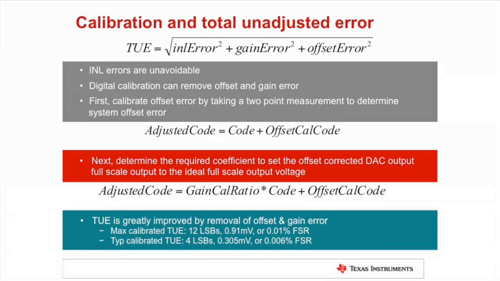Using these 2 data points, we can generate a line of best fit and calculate the offset error in LSBs from 0 volts at the zero code crossing. This term may be positive or negative and will be added to the adjusted code. Next, using the data from the same 2-point measurement, we can apply a gain correction coefficient to correct the DAC gain error. Digital calibration certainly has its limitations since we only have a finite set of codes to use, but it can lend itself to greatly improved performance when applicable without adding the cost of analog calibration.